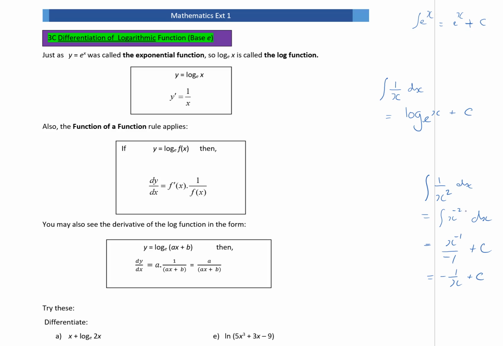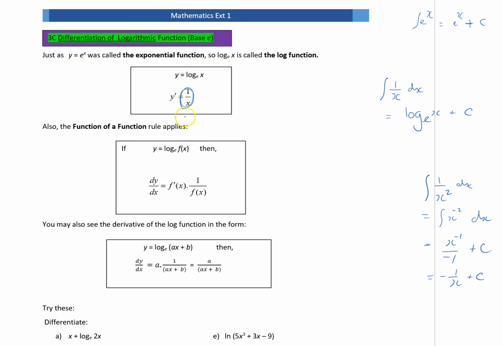Okay, but for now, I think that it's really important that when you differentiate, you actually take time to look at what you produce, because that is the thing that you'll be asked to integrate. So keep that in mind. The function of a function rule applies.